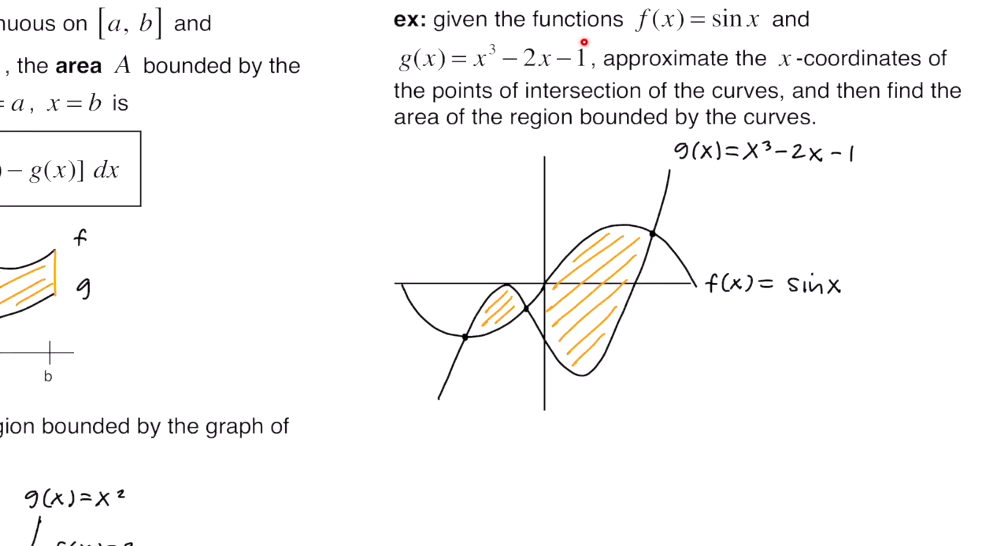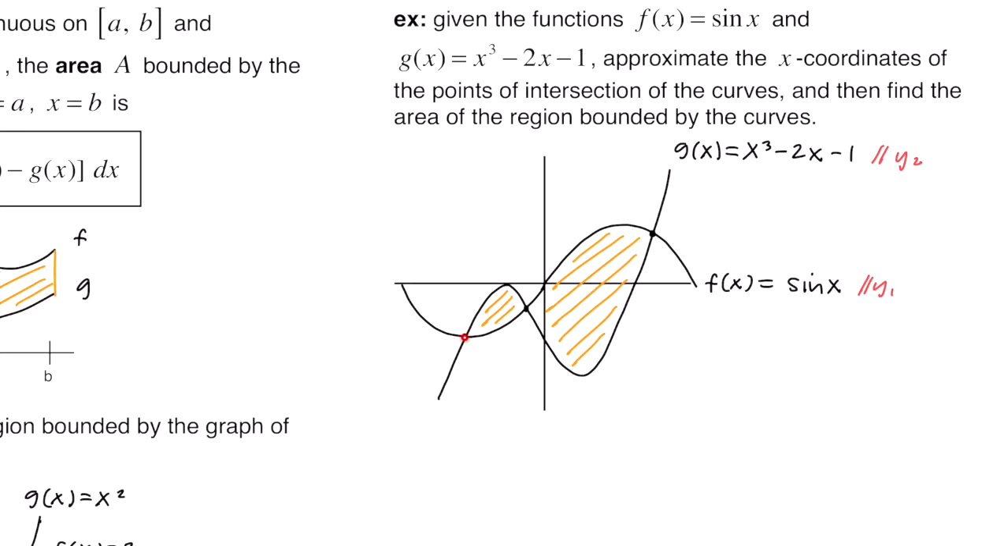This example says, given the functions f of x equals sine of x and g of x equals x cubed minus 2x minus 1, approximate the x-coordinates of the points of intersection of the curves, and then find the area of the region bounded by the curves. I put this as my y1 into the graphing calculator, and then I put this as my y2. So again, y1 and then y2. And when you hit graph, you can see that your sine curve goes through the origin, and your cubic function goes like this. So you can see the two regions bounded by the two curves.